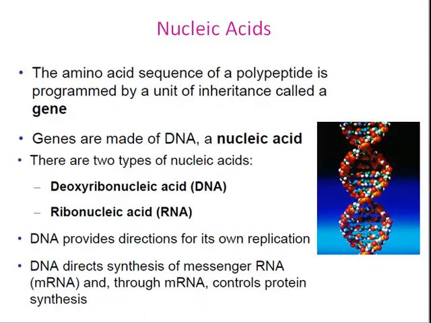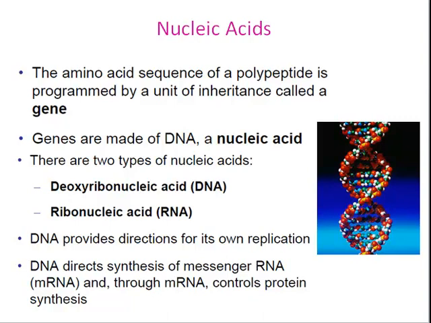Finally, we have to talk about nucleic acids, because without them, we would not be here. The amino acid sequence of a polypeptide is programmed by the unit of inheritance called a gene. We all have genes, from us as humans all the way down to bacteria, the simplest forms of life. Genes are made of DNA, which is a nucleic acid.